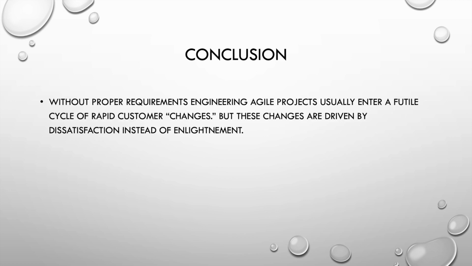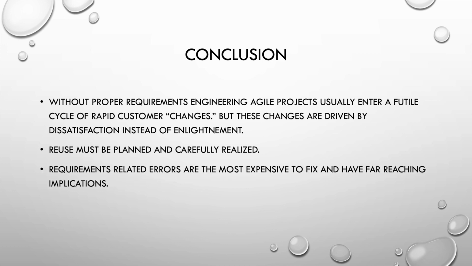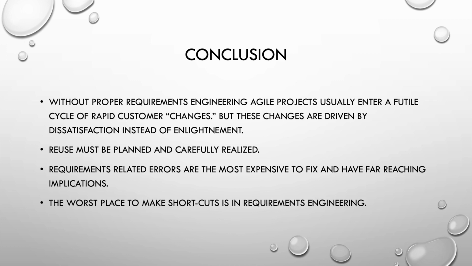Without proper requirements engineering, agile projects usually enter a futile cycle of rapid customer changes. But these changes are driven by dissatisfaction instead of enlightenment. And the reason most of the time for these cycles is ill-defined scope. Reuse must be planned and carefully realized. You cannot get reuse by chance. Requirements-related errors are the most expensive to fix and have far-reaching implications. And finally, the worst place to make shortcuts is in requirements engineering.